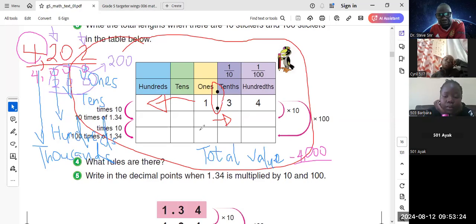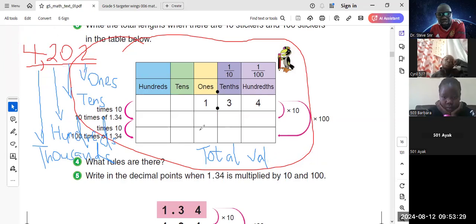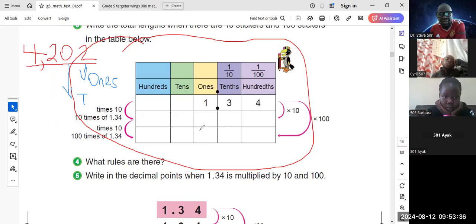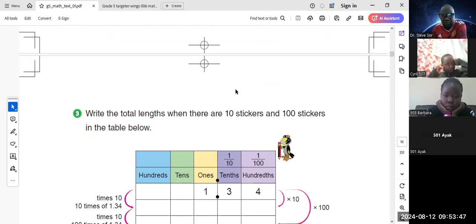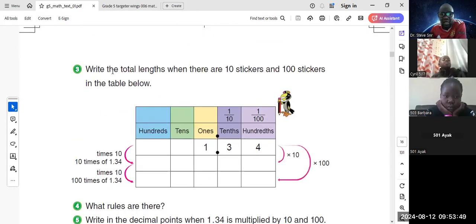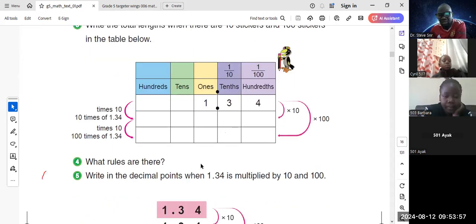So in this case, for example, we have, just a minute, we have this number 1.34, and you are to find the total value or the place value of any of the numbers given in that figure. So you should be very keen not to give the wrong choice. Now, you see, in this case, we are talking of 1.34.